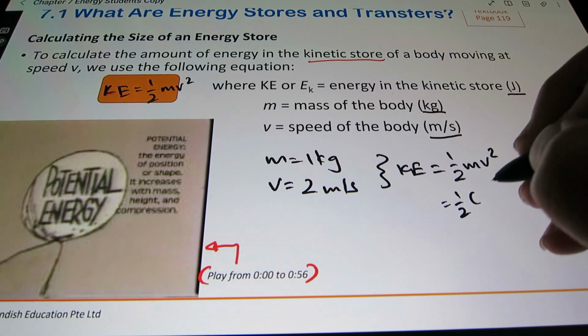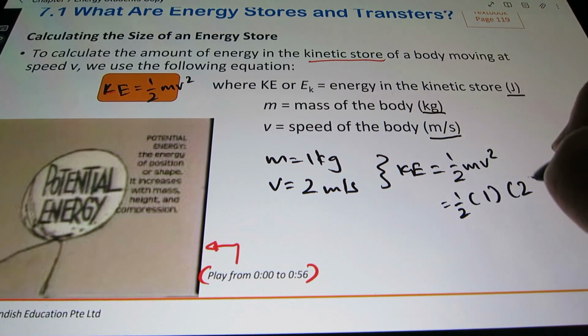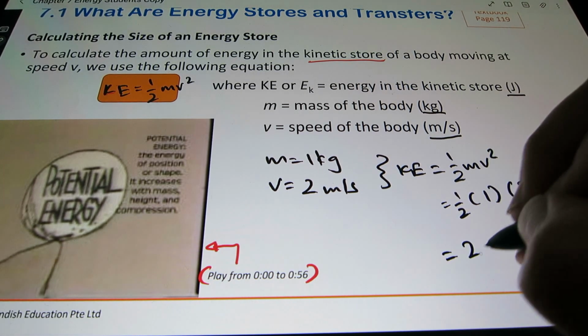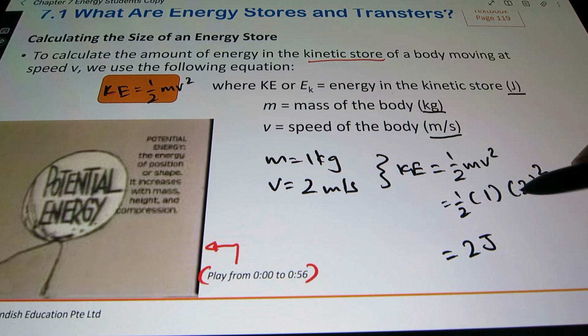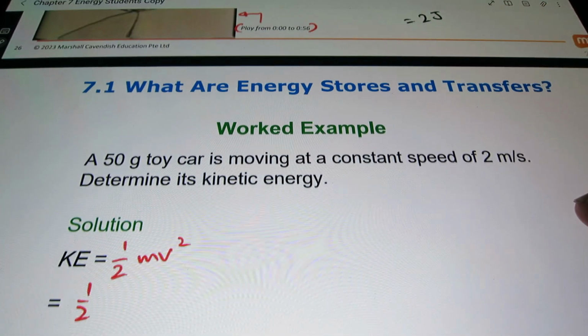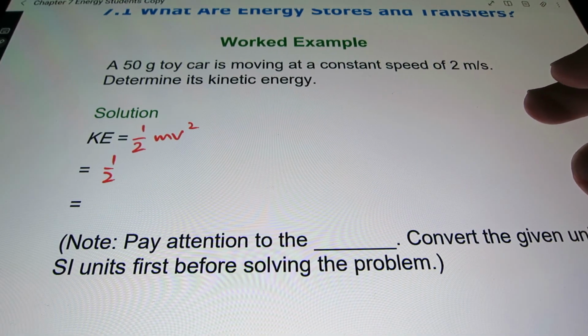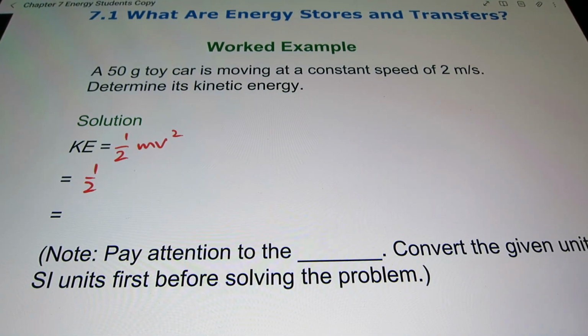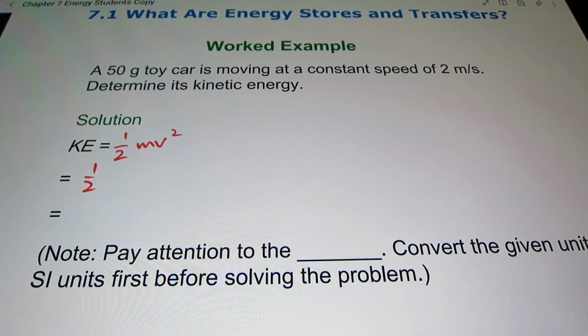Half the mass is 1 kilogram, the velocity is 2, I square it, and I end up with an answer of 2 joules. Alright, so 2 times 2, 2 square is 4, 4 times half is 2. So that's how I calculate kinetic energy. Alright, so here are some examples for you to run through. Please pause the video and attempt it by yourself before I run through the solutions with you.